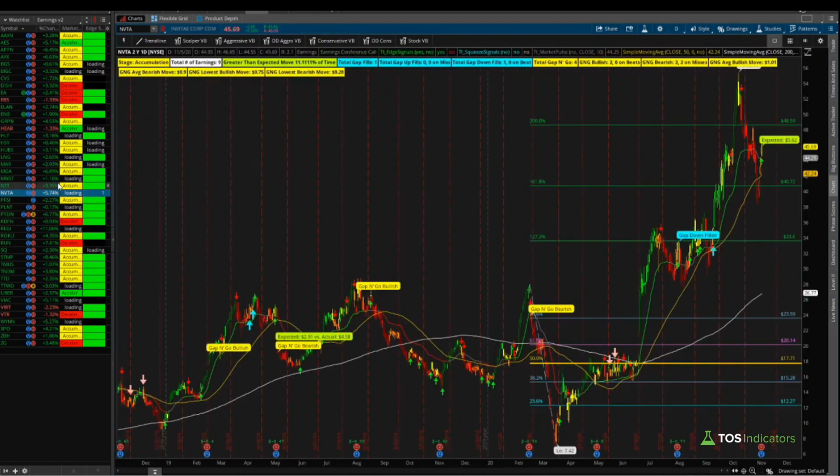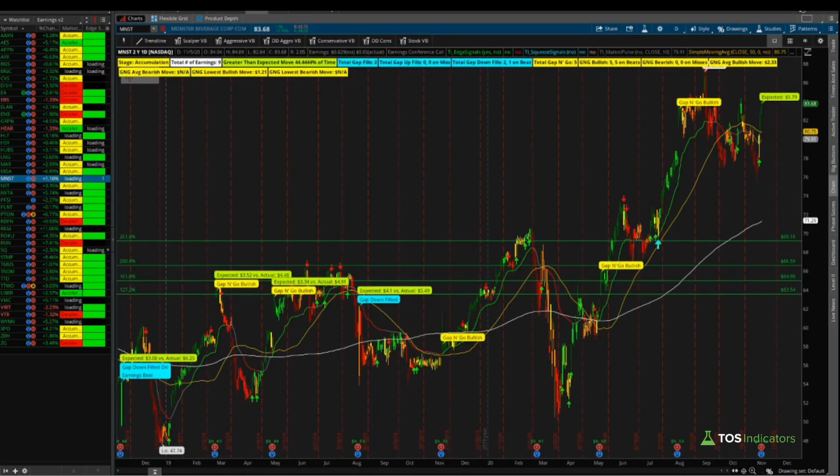Keep going down. So you have also Monster. Monster's been, I think, ripping up higher. Monster, 2 gap fills, 5 gap and goes. So I think this is something that may call your attention. And then all 5 of those gap and goes were on beats. Right, so I think that's very interesting here. So let's take a look to see, first of all, was this a beat today?